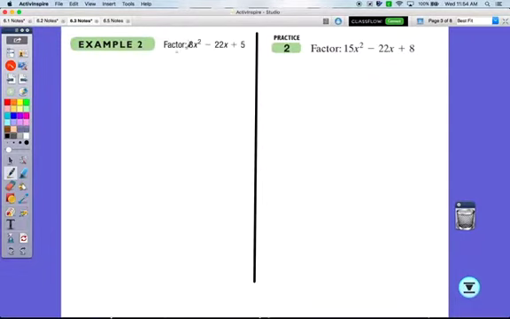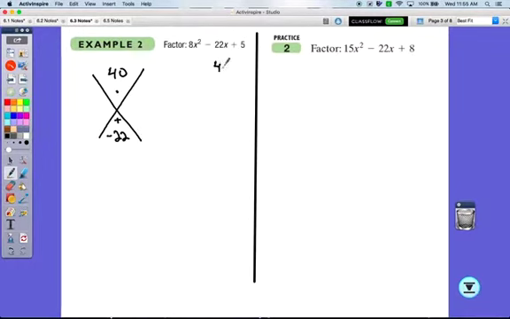All right, so let's look at this one. I take 8 times the 5, which gives me 40. And I put a minus 22. That sign goes with it. So multiplication up top, addition on the bottom. I need 2 numbers that multiply to give me 40 and add together to give me negative 22.